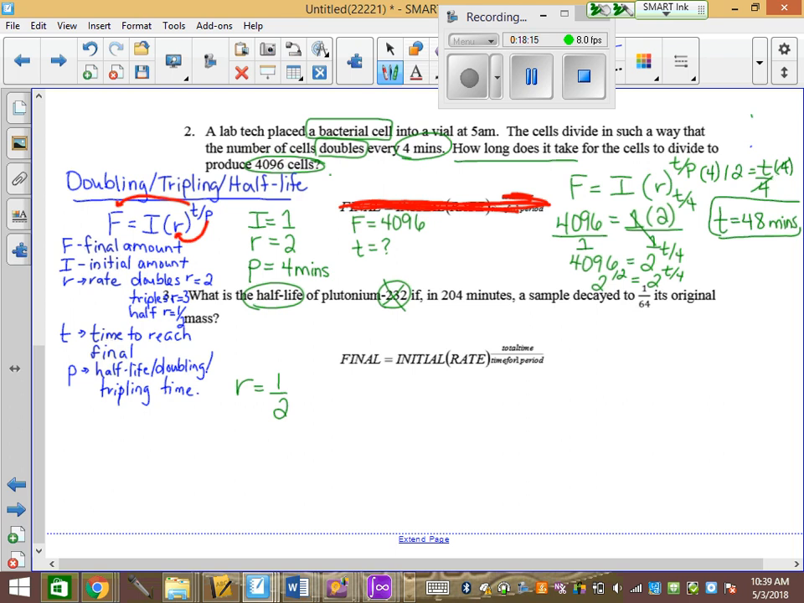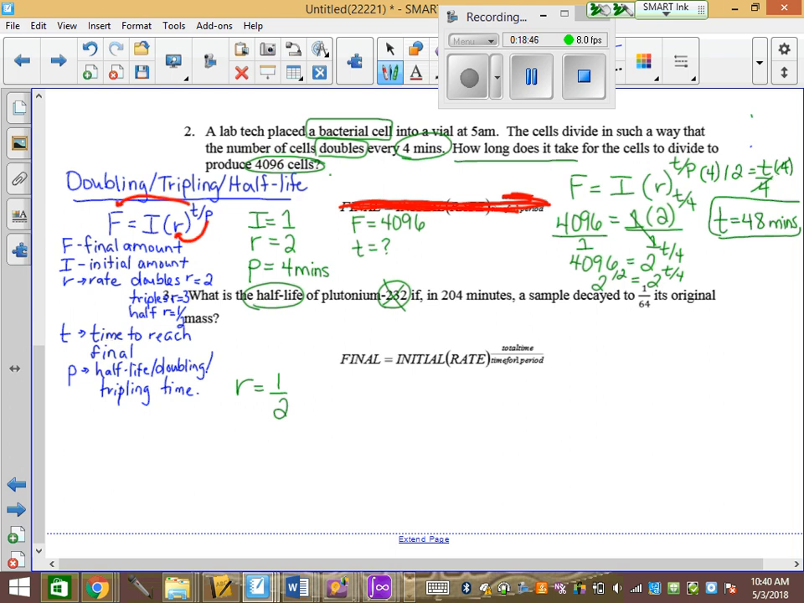So what is the half-life of plutonium? Did they give me the half-life? They're asking me, what is the half-life? The way you know if they're asking you to find P or if they give P is, did they give you the time around the word half-life, doubling or tripling? If we look at the previous question, it says it doubles every 4 minutes. That's really close to the word doubles, isn't it? So they gave me the doubling time, did they not? Here it says, what is the half-life of plutonium?